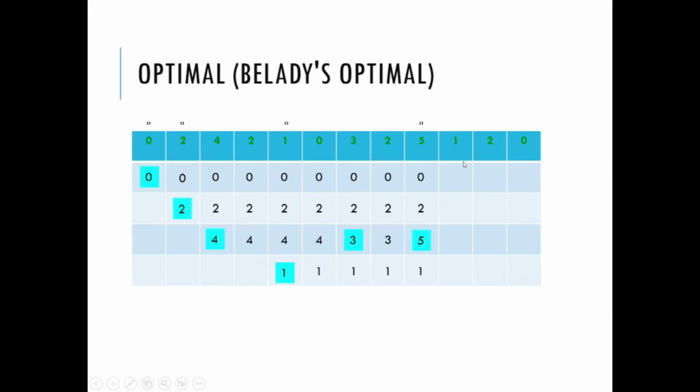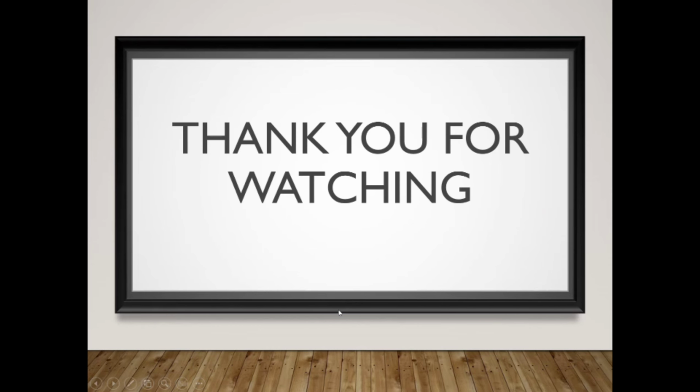And that is 1. 1 is already included, so no victim. And the 2 is also already there, so no one will be the victim. And the last one, 0, is also there, so no victim. So we will get 1, 2, 3, 4, 5, 6. 6 page faults.